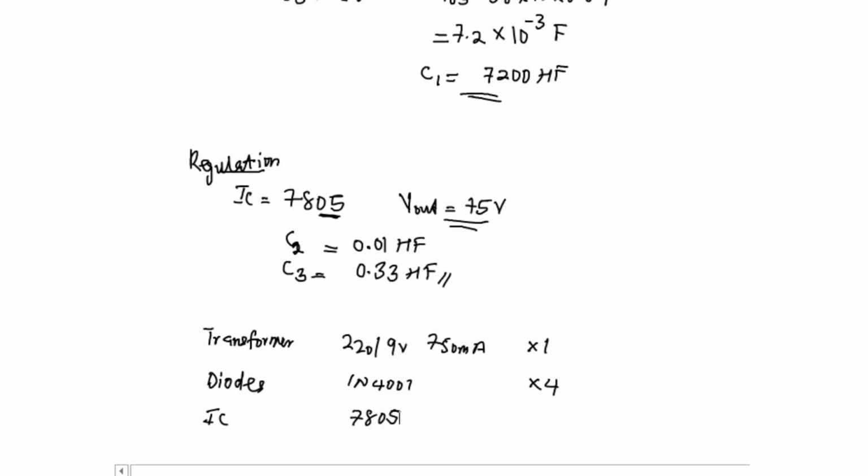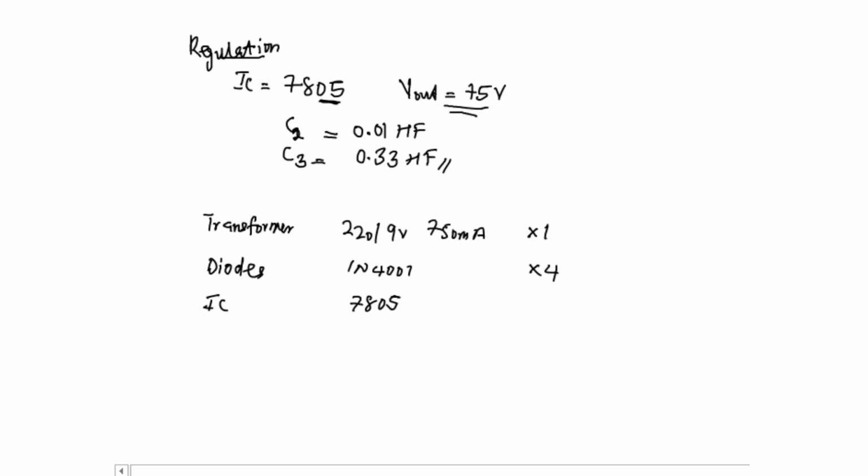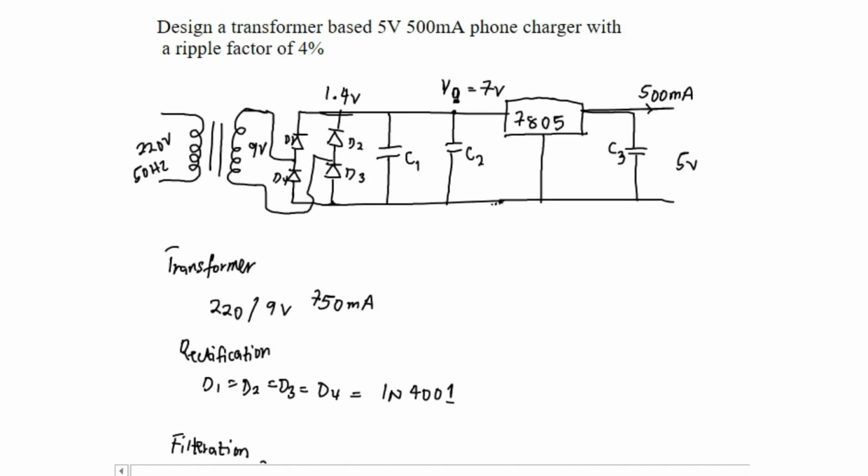And we need 3 capacitors. That is the filter capacitor and the 2 regulator capacitors. We need 7,200 microfarad. We need 0.01 microfarad. Lastly, we need 0.33 microfarad. So you can hit the market and buy these components and follow the circuit connection here, and you have your charger that produces 5 volts and 500 milliamp.